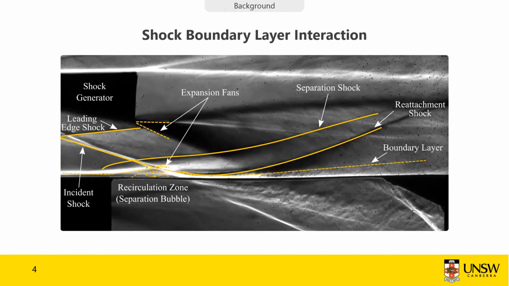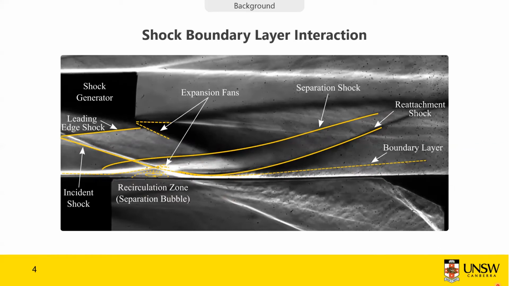In this case, we have a shock generator, which is able to impinge a shock on the panel, as marked here. Let me see if I have a laser. I do have a laser, so here's the panel. It impinges a shock, and since we have a shock right here on the panel, an adverse pressure gradient is formed, and that leads to the formation of a recirculation zone, also called a separation bubble. Then we have a separation and reattachment shock. That's the very basic configuration of the shock impingement case.